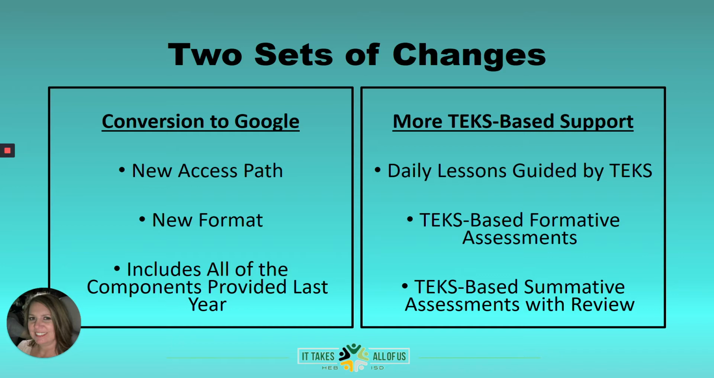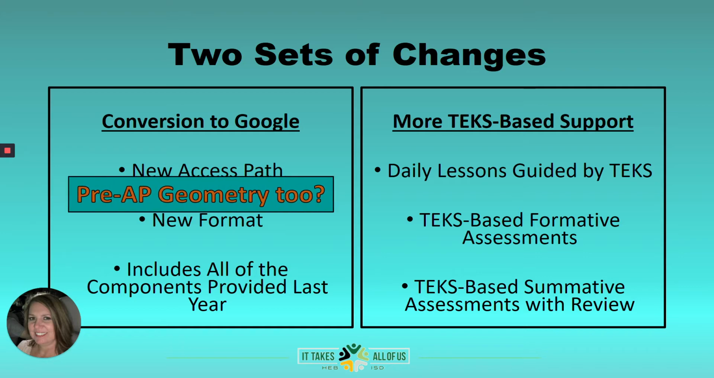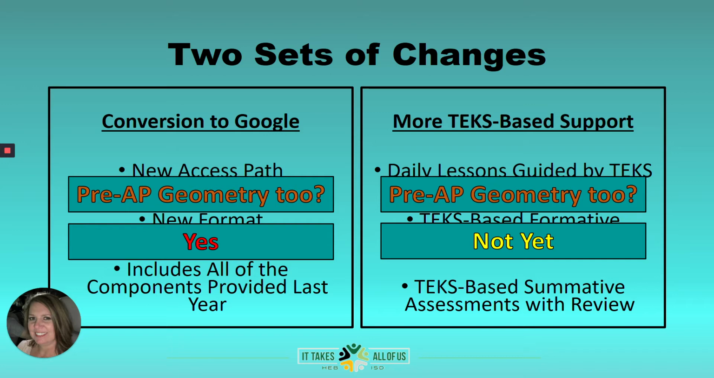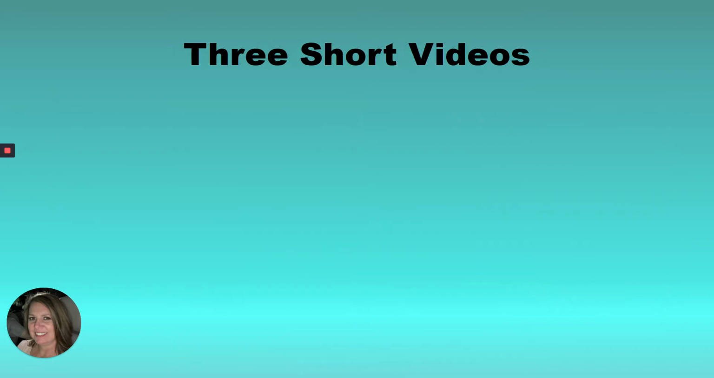Now, you may have noticed that I've been saying 7th grade, 8th grade, and Algebra 1, and there's probably about 6 of you out there asking, what about pre-AP geometry? Well, when it comes to the conversion to Google, we have also converted the pre-AP geometry curriculum into Google. So everything that I show you today with the other courses is also true for geometry. When it comes to the TEKS-based support, the CFAs, the summative assessments and reviews, we have not yet had a chance to write those for geometry. So those will be coming in the future, but this year we're focused on the 7th grade, 8th grade, and Algebra 1 courses.